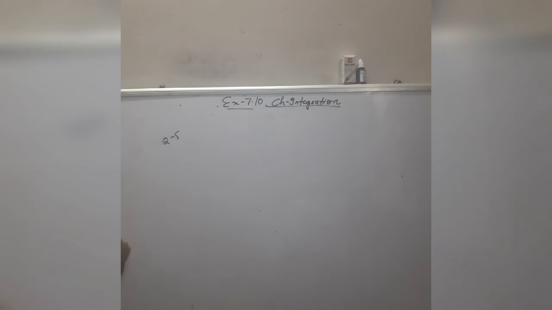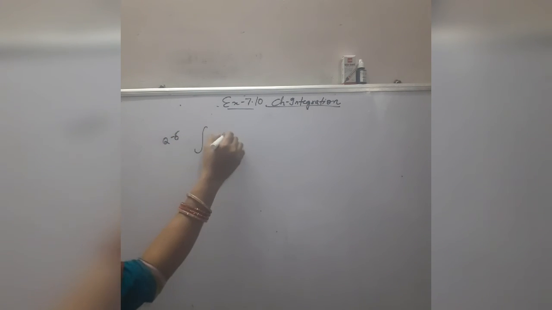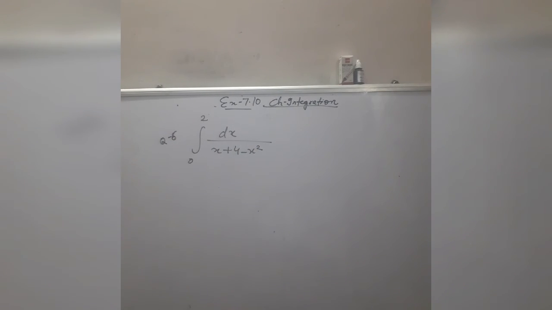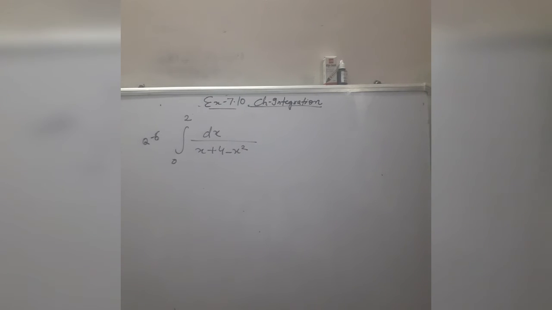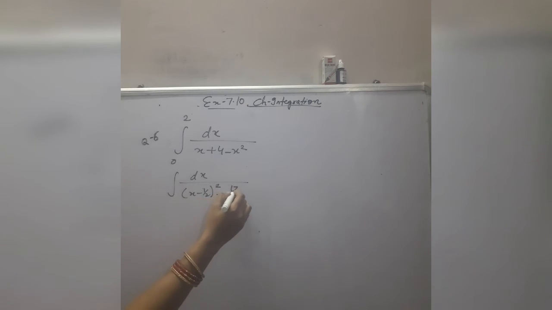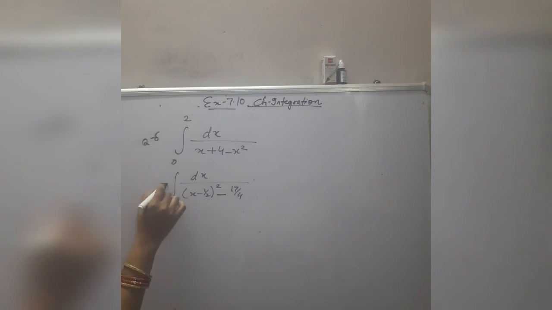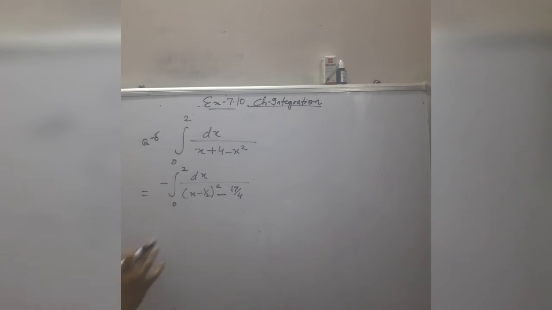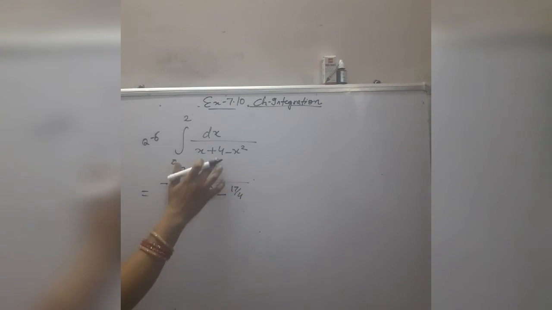In question number 6, the function is given to you. Only a quadratic equation is given in the denominator, x plus 4 minus x square, with limits from 0 to 4. By using the completing the square method, I am not explaining the complete method, this quadratic equation can be written as minus (x minus half) square minus 17 by 4, and here the minus sign is common, and limits from 0 to 2. This is done by using the completing the square method.